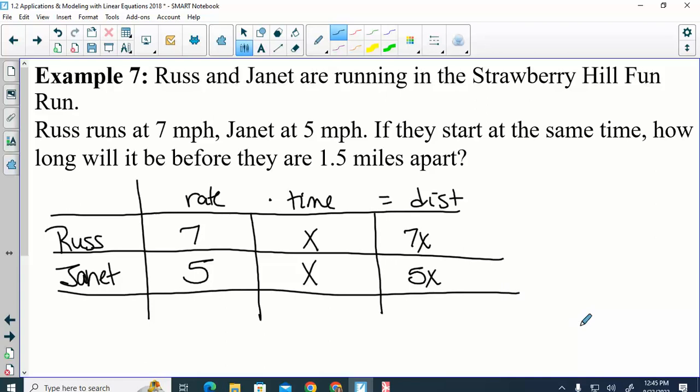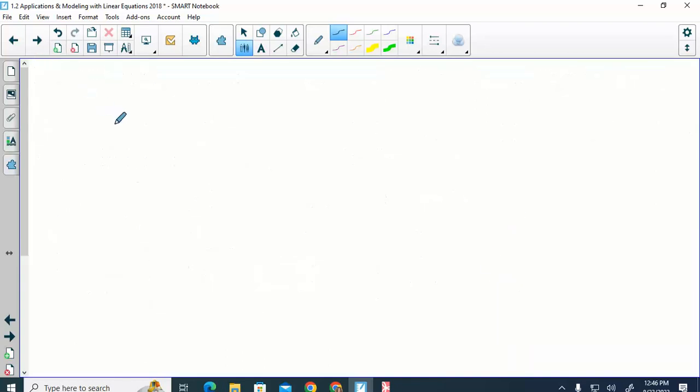Now, with distance scenarios, it's not quite as simple as just adding the first 2 to equal the total. We actually have to think about the situation. If I said, Megan takes off running, isn't that awesome? And Josie comes in later and wants to catch up with her. In order for them to catch up, what would have to be true about their distances? They have to be the same.